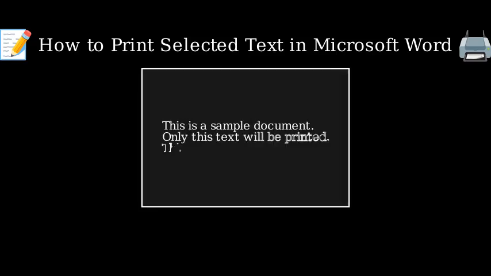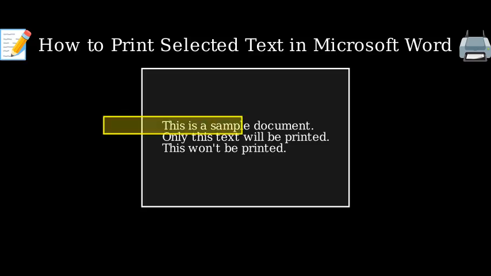Step 1. First, open your Microsoft Word document and select the text you want to print. You can do this by clicking and dragging your mouse over the text. Step 2. Press Ctrl plus P on your keyboard or click on File and then Print. This will open the Print dialog box.